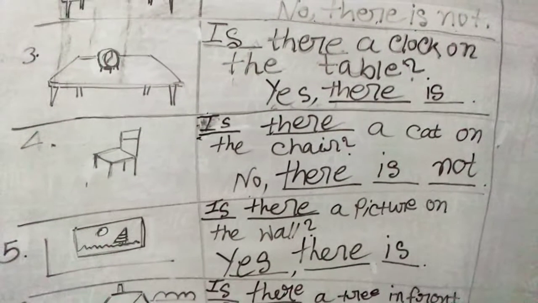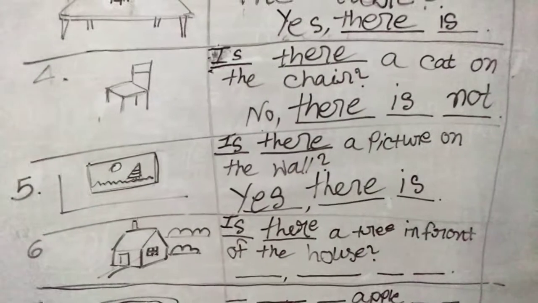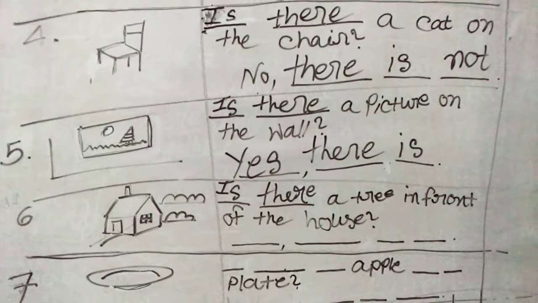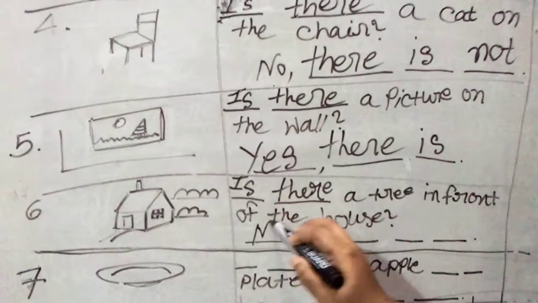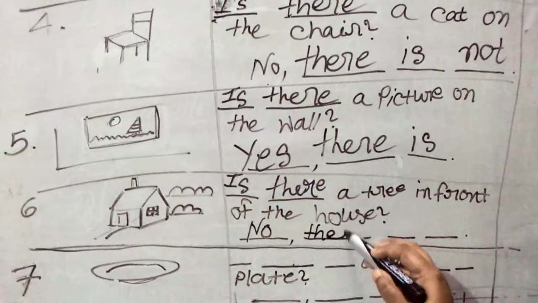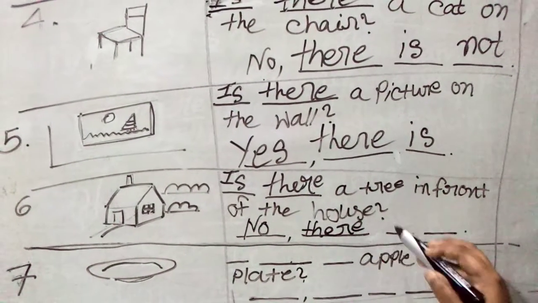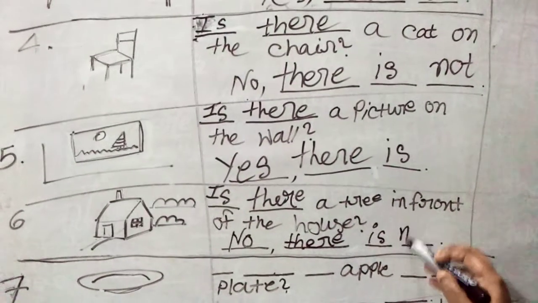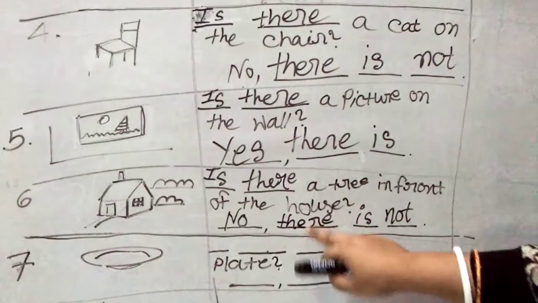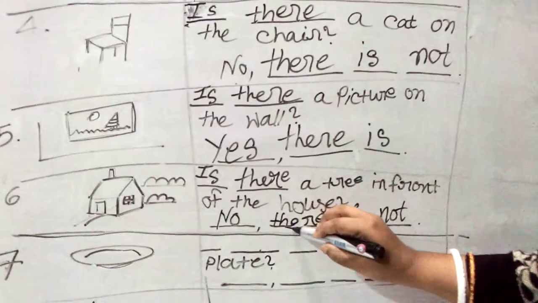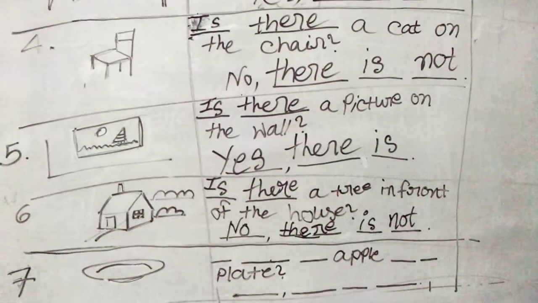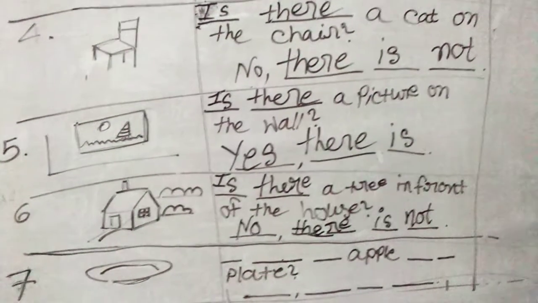So there is basically no tree just in front of the house. As we can't see any tree, we can't write yes, rather we have to write no. No, there is not. I repeat, is there any tree in front of the house? No, there is not.